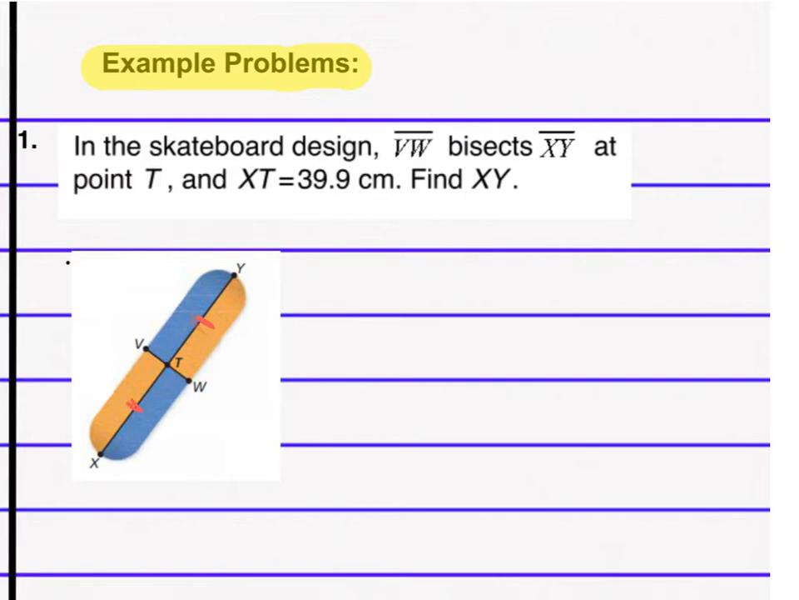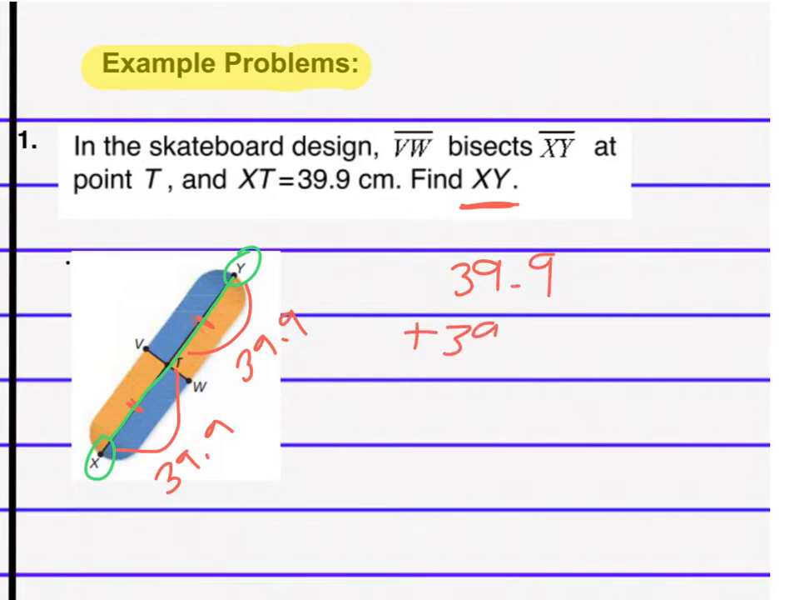So we do know that T is the midpoint, and XT, so X to T, is 39.9. So T to Y is also 39.9, and we are trying to find XY. Here's X, here's Y. We want the whole thing, so we are going to add 39.9 plus 39.9. You can use a calculator. You can absolutely use a calculator. So I'm getting 79.8 centimeters.